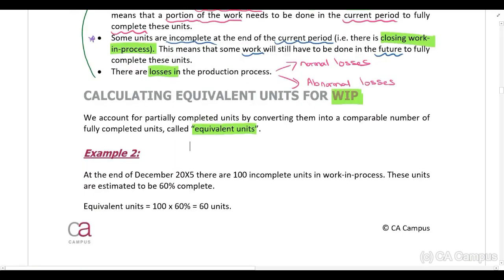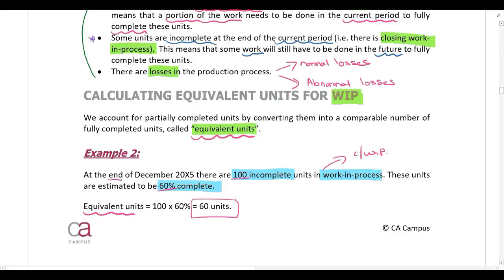Look at our example. At the end of December 20X5, there are 100 incomplete units that are sitting in work in process. So is this opening or closing work in process? This is going to be closing work in process. I started production on these units, and at the end of December 20X5, there's 100 incomplete units sitting in work in process. Okay, then these units are expected to be 60% complete. So all we need to do is calculate the equivalent units. How do we calculate the equivalent units? All we do is we say there's 100 units sitting in closing work in process. They're 60% complete, which gives me 60 equivalent units.